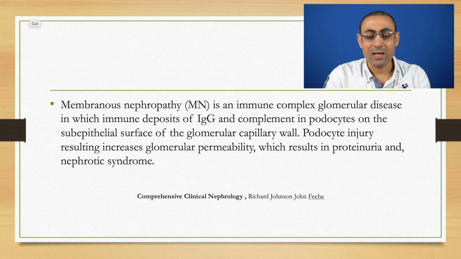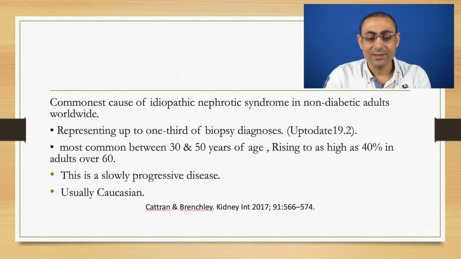Membranous nephropathy is an immune complex glomerular disease in which there is immune deposit of IgG and complement in the podocytes on the subepithelial surface of the glomerular capillary wall. Podocyte injury results in increased glomerular permeability, which results in proteinuria and nephrotic syndrome. Membranous nephropathy is the commonest cause of idiopathic nephrotic syndrome in non-diabetic adults worldwide.